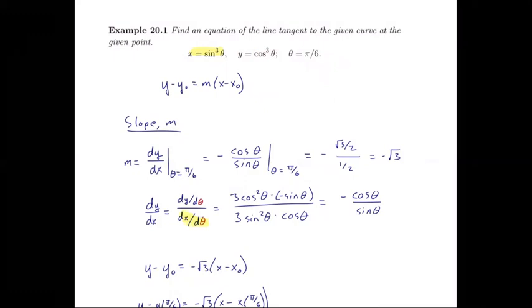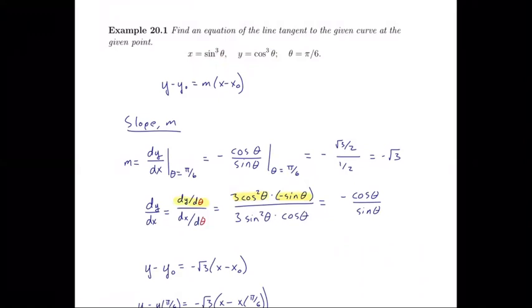It's 3 sine squared theta, and the chain rule gives us a factor of cosine theta. So 3 sine squared theta, and then chain rule gives us cosine theta as the derivative of sine theta. Okay, similarly, we've got dy d theta, and that comes from y equals cosine cubed theta, and dy d theta is 3 cosine squared theta times the derivative of cosine theta, which is negative sine theta. So again, another chain rule.